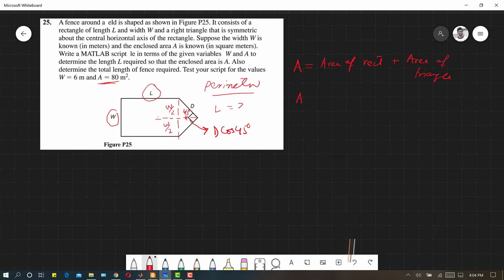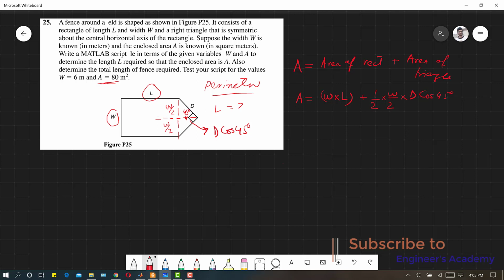So now I can write area is equal to area of rectangle. The area of rectangle is W multiplied by L, width multiplied by L, plus half base into height for the triangle. So base is W divided by 2 into this distance. This is the height for this triangle. So this height is d cos of 45 degrees. But now in this equation, we are given W, L is unknown, area is given, and also D is unknown. So we will write D as a function of W.